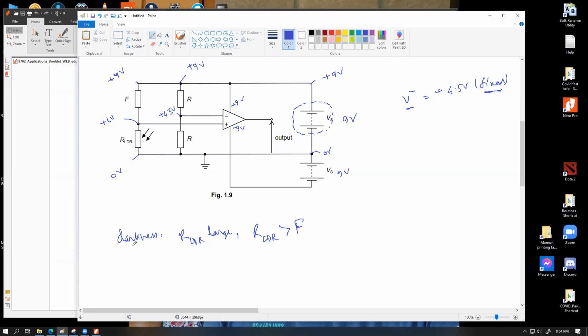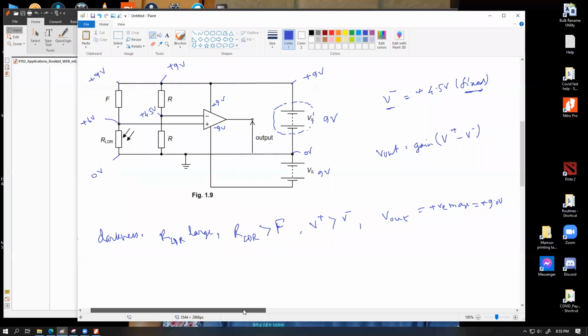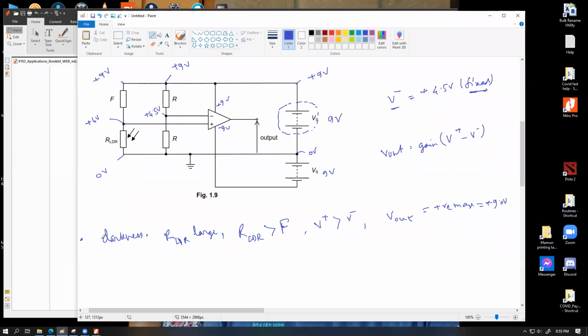So in this scenario, in darkness, let me give a bullet point: the V plus is bigger than V minus, which means V out is gonna be positive maximum, because V out is given by gain times V plus minus V minus. So because V plus is bigger than V minus in this case, output will be positive max, so that would be plus 9 volt. Bit more space. Okay. So this is one scenario.